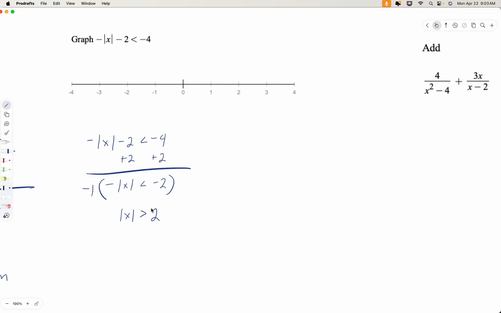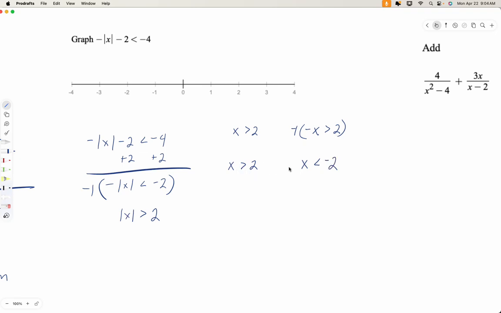Now, this is what we're graphing, right? This is the actual term. So we have to allow for this to be positive and negative. So positive would be x is greater than 2, and negative would be negative x is greater than 2. Well, again, we don't want a negative x, so we multiply everything by negative 1, which means we have x, the opposite of negative x is x, the opposite of greater than is less than, and the opposite of positive 2 is negative 2.